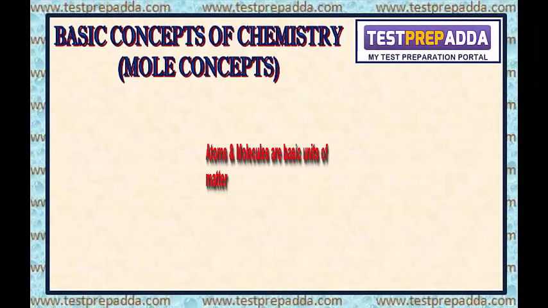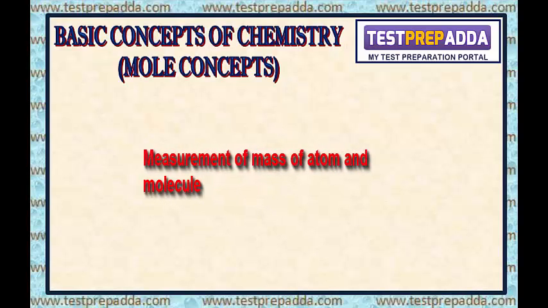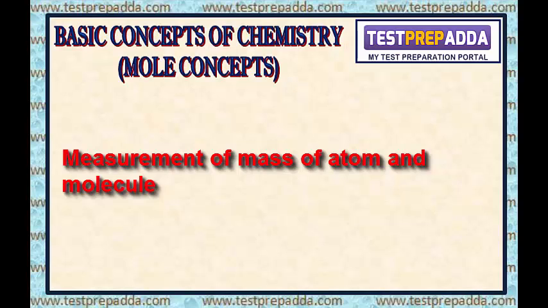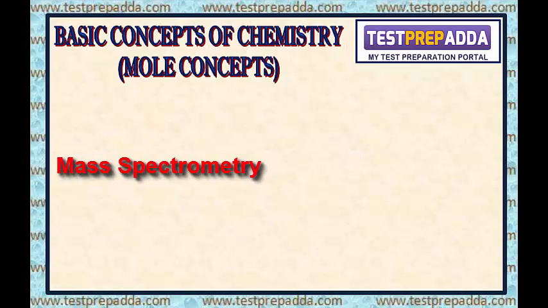Dear students, in the previous lecture, we have learned that atoms and molecules are basic units of matter. In the 19th century, when scientists thought of measuring the mass of an atom and the mass of a molecule, it was very difficult because of the small size of the atom or molecule. Although in today's time we have techniques like mass spectrometry to determine atomic masses accurately.